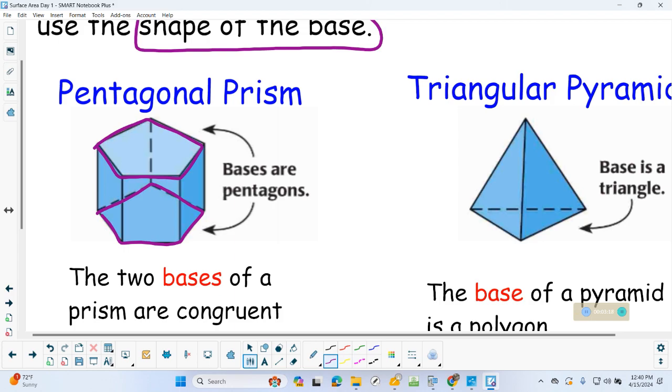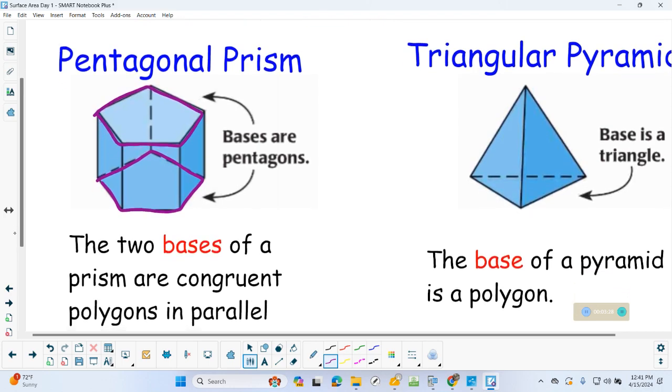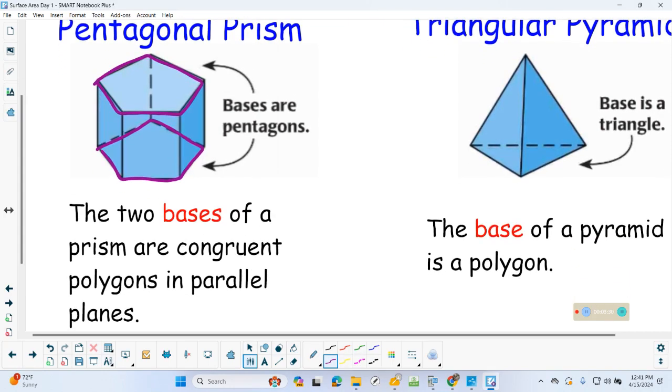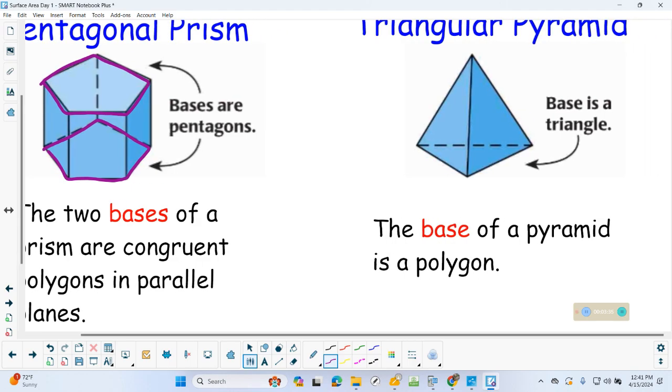You always have two congruent figures. The top and bottom are always the same. Now, sometimes they get fancy and they might tip it over and lay it sideways, but you're always looking for those congruent faces. So two bases of the prism are always congruent. Now, over here on the side, this lovely pyramid, you look at your base, of course. So the base of it on this one is a triangle. So you would call this a triangular pyramid. So we are going to name them in a minute, okay?